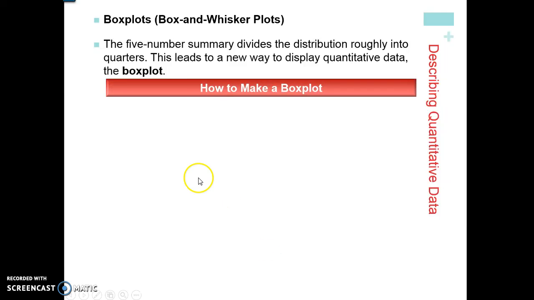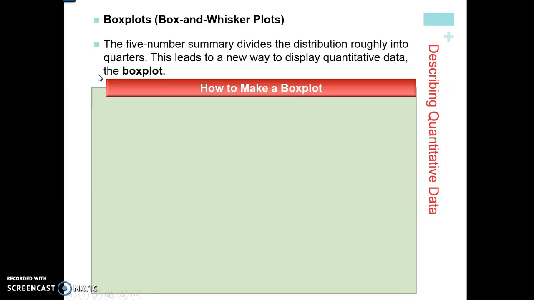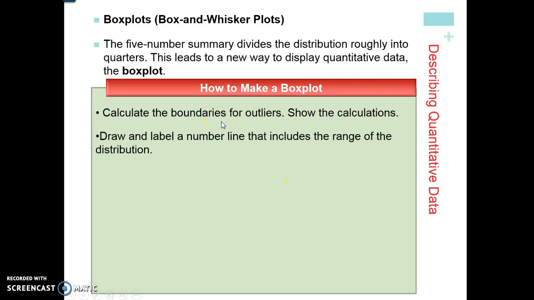Now, box and whisker plots allow us to take these 5-number summaries and divide it into quartiles or quarters. Whenever we display box and whisker plots, we use that 5-number summary to create the box and whisker plot. Most important, please make sure that you always calculate the boundaries for the outliers. Anytime you have a box and whisker plot, whether it's an AP exam or your homework assignment, please make sure you show the calculations for the outliers. Don't just state what the outliers are, show the calculations on how you got them.